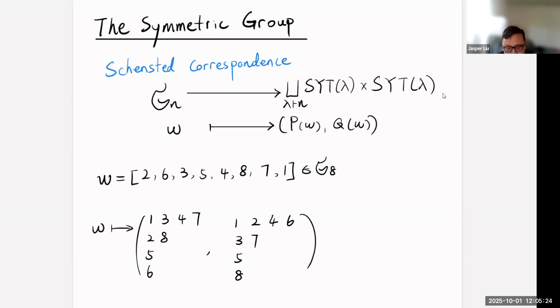One fact about this bijection is that if you look at the longest increasing subsequence in this one-line notation, like here, we can find the longest increasing subsequence is here and has length 4. So we write lis of w to be the length of this longest increasing subsequence. One critical fact is that the length of the first row of this pair of tableaux is equal to the length of this longest increasing subsequence.